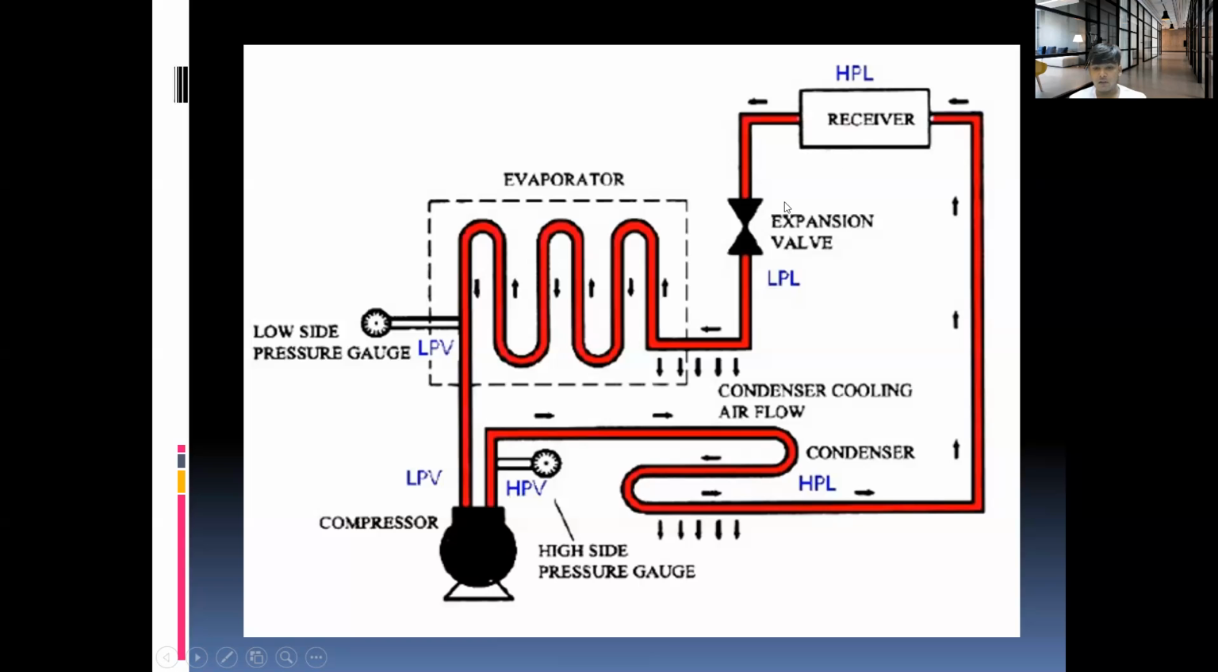Before it reaches the expansion valve, what happens in the expansion valve is that a certain required pressure is needed. It's very high pressure coming out from the condenser. So to decrease that pressure, the expansion valve decreases the pressure. Once this pressure is decreased, it enters into your evaporator.